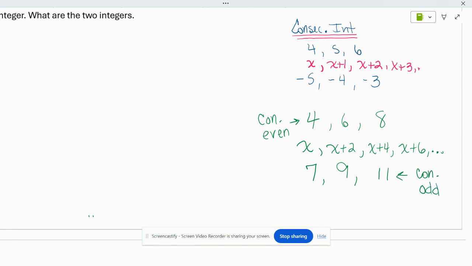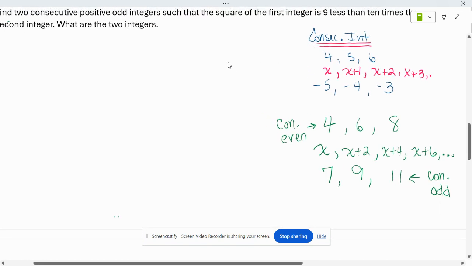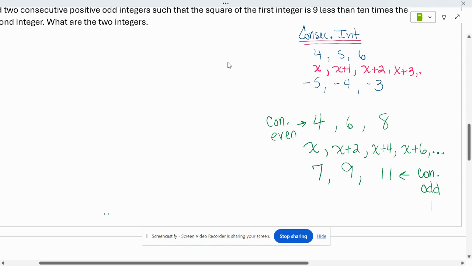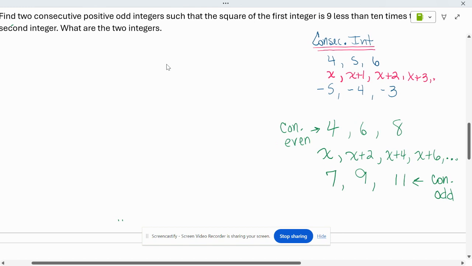So the whole purpose is you have to know how you're identifying your variables, okay? So we're going to start with our word problem. Do you know how to do these? Are you writing any of this down? You probably should.